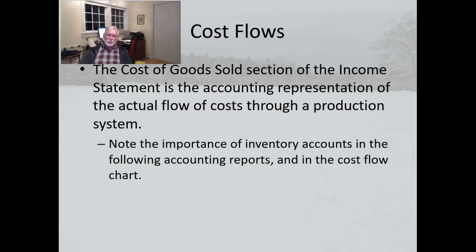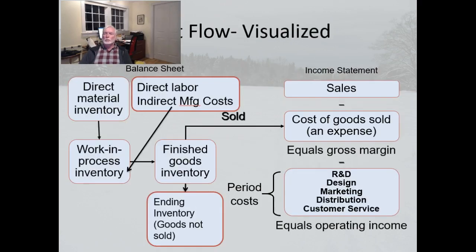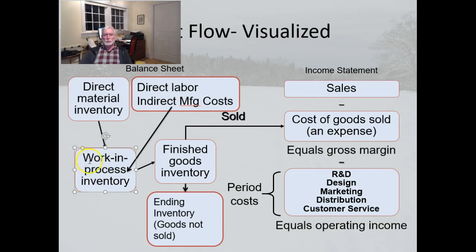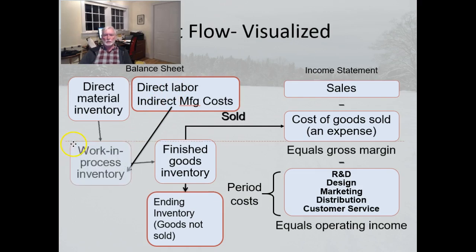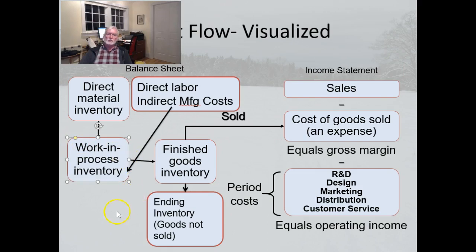I think I have a chart here. Yes, I do. Here we go. Let's look at this. So this is a sort of a flow chart for a manufacturer. We buy, and this is all on the balance sheet side, we buy direct material, it becomes direct material inventory. We pay for labor, and it's not expensed, as well as indirect manufacturing costs. It's not expensed. It becomes part of this inventory. Oops, we don't want to move these things around, do we? Becomes part of this inventory.